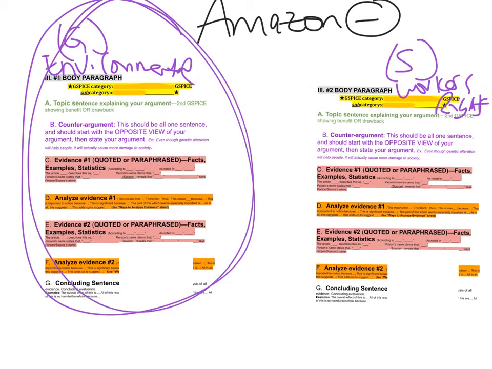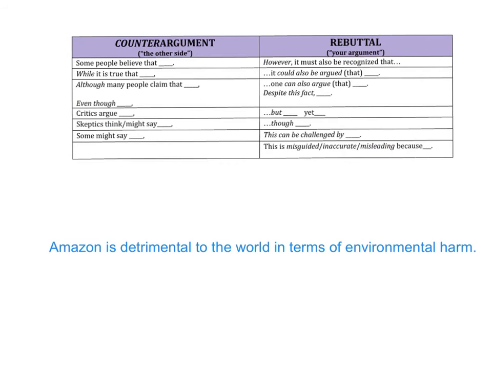So let's talk about this one then. Let's talk about your first body paragraph about being detrimental to the environment and how you would make a counter argument to start that off, to put right here as your second sentence. So if you are saying that Amazon is detrimental to the world in terms of environmental harm, if that is your topic sentence and your focus of this body paragraph, then there are a variety of ways that you can do a counter argument.